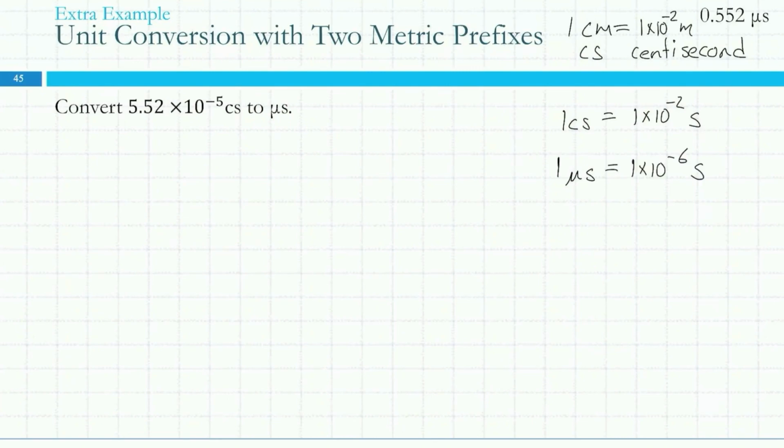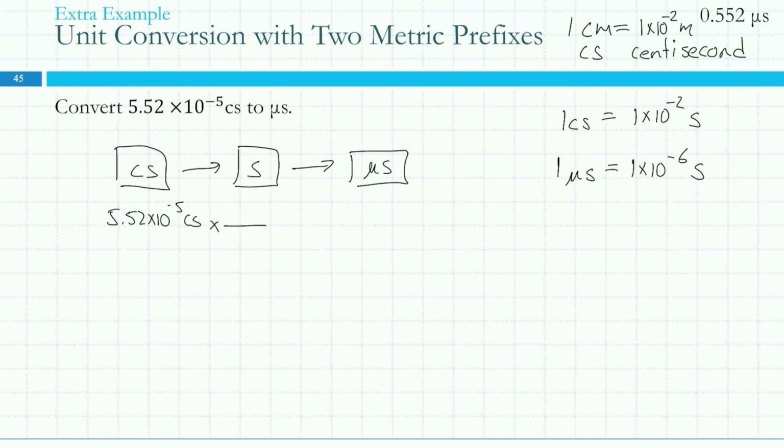So what we're doing is we're trying to figure out, if we're starting with centiseconds, our base unit is seconds. So we need the conversion to go from centiseconds to seconds, and then to the desired unit of microseconds. And then we've got to cancel out centiseconds, seconds, and then we'll cancel out. 1 times 10 to the negative 6 seconds is 1 microsecond.